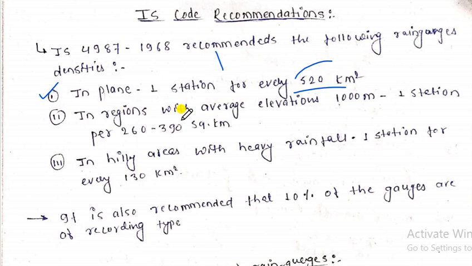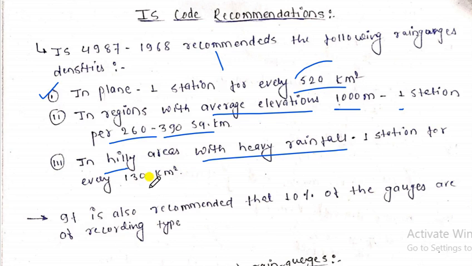Similarly, in regions with average elevations of 1000 meters, one station per 260 to 390 square kilometers. Similarly, in hilly regions with high rainfall, one station for every 130 square kilometers. So these are the IS code recommendations given by IS 4987:1961, and in that it is also given that 10% of the rain gauges are recording type rain gauges. So this is all about the rain gauge network.